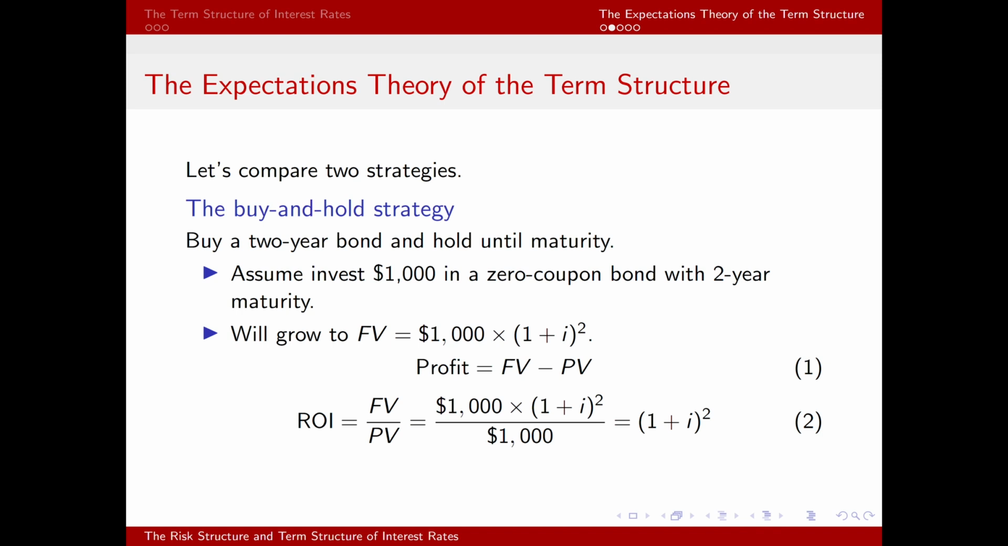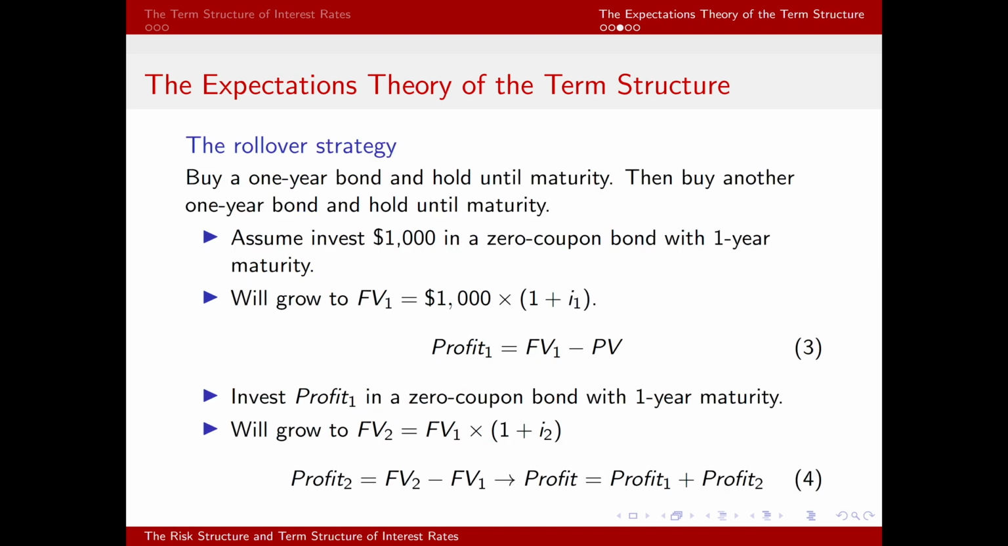So we're going to compare two strategies. First, the buy and hold strategy, which says that we're going to buy a 2-year bond and hold it to maturity. So we're going to assume that we're going to invest $1,000 into a zero coupon bond with a 2-year maturity. This means that it should grow to a future value of $1,000 times (1 + i)^2. And our total profit is the future value minus the present value. And our ROI specifically is going to be (1 + i)^2. So keep that in the back of your mind.